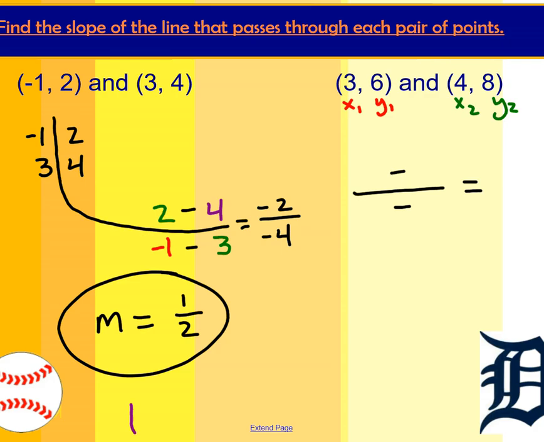So I'm going to take my y2, which is 8 in this case, minus my y1, which is 6 in this case. And I'm going to take my x2, which is 4, and I'm going to take my x1, which is 3. Now I just have to simplify that fraction. So 8 minus 6 is going to be 2. 4 minus 3 is 1. 2 divided by 1 is 2. So my slope is 2.